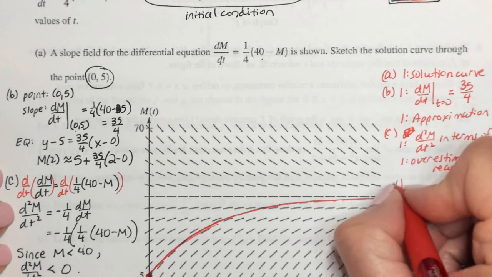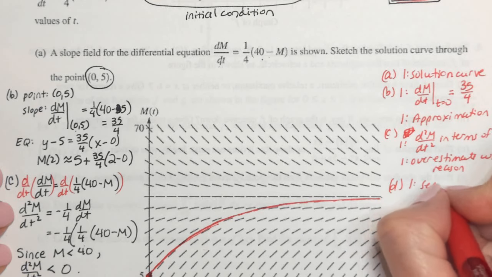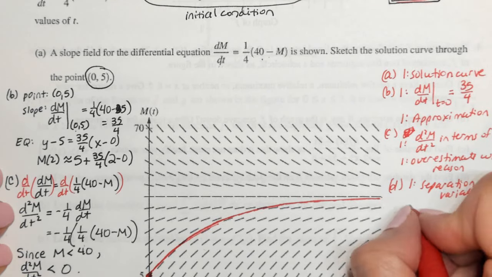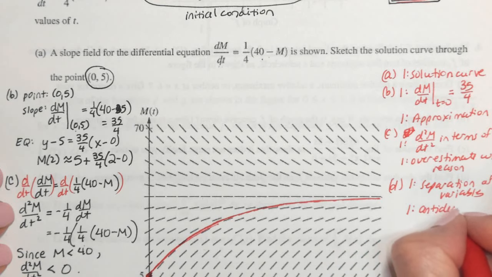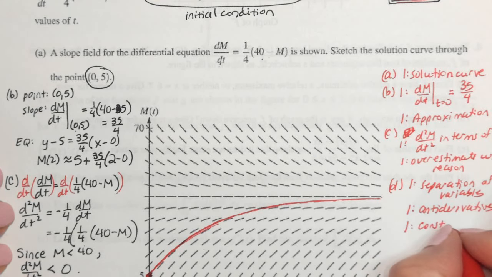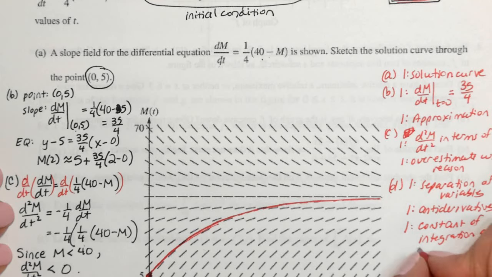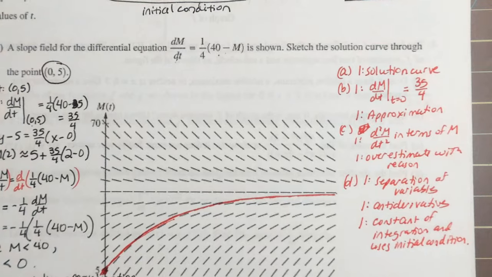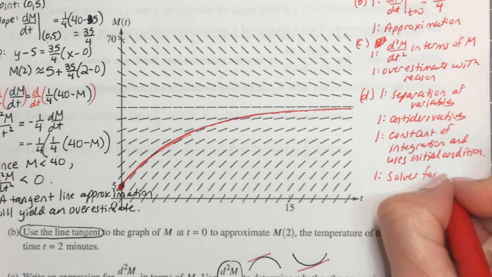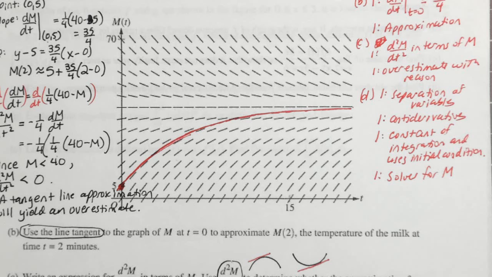And then part D was worth 4 points. 1 point for separation of variables. Always get a point to separate. 1 point was for the antiderivatives. 1 point was for the constant of integration, the c. And uses the initial condition to find c. Oops, I didn't know I was off the page over here. And then last point, solves for m. So that's how they scored that one.